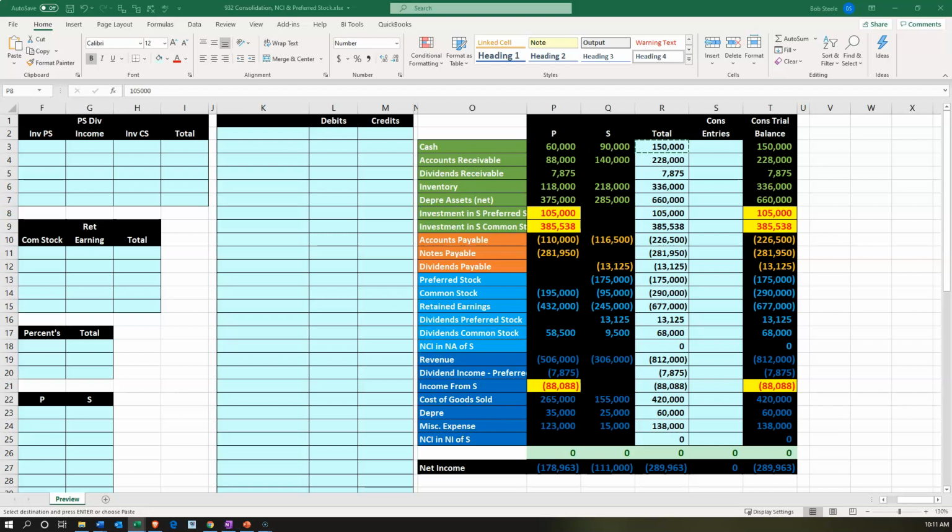Now, the new things that muddy the water here: we always had this investment in S common stock, but now we've got the investment in S preferred stock here. And then if we go down here, of course, we've got the preferred stock that's going to be on the books for S that we're going to have to deal with. We have the dividends as well, not only on the common stock, but the dividends on the preferred stock. And then P is also recording this dividend income for the preferred stock. So these are some added components that we'll have to think about. And that first journal entry, in essence, is going to get longer here.